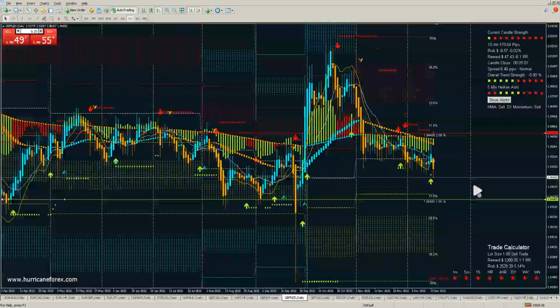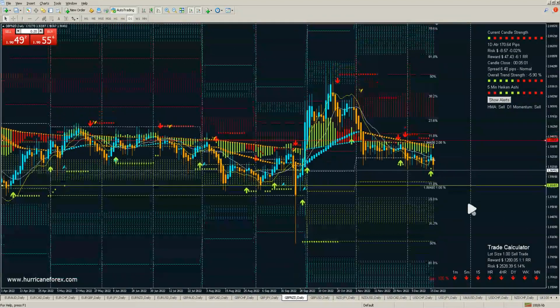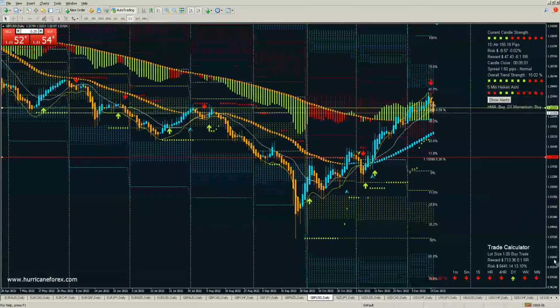So let's talk a bit about Hurricane Forex. It's this indicator that you're looking at here. There's a sell on that, but you don't take it because it's an uptrend. So anyway, Hurricane Forex is an indicator, and it's designed to help you find good entries and help you manage your targets. You can see the 3 things you need for a good trade: structure, momentum, and a good entry point, so that you're actually entering in the right place. And that's basically it.